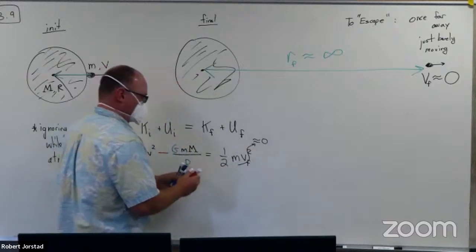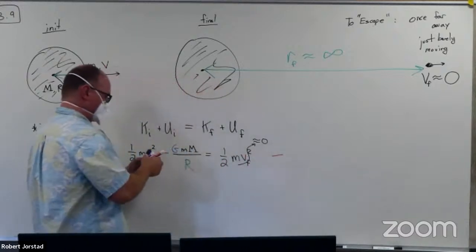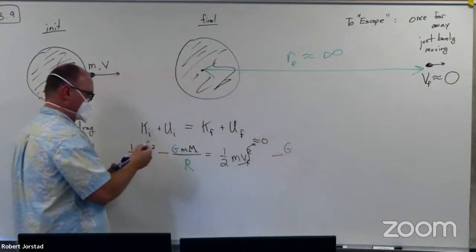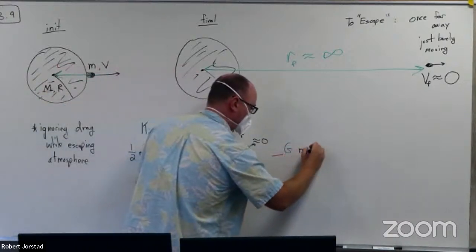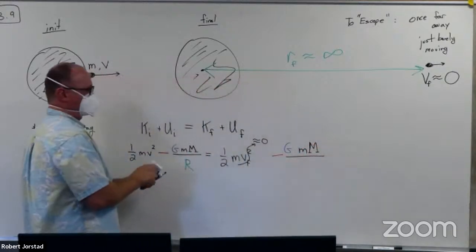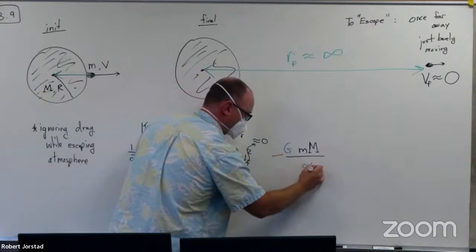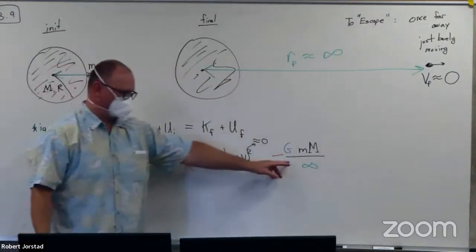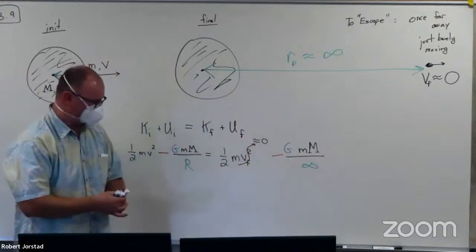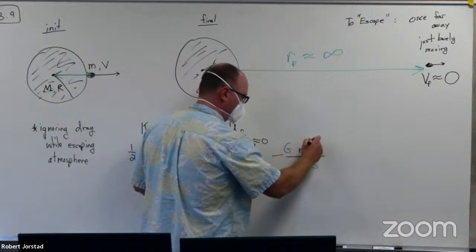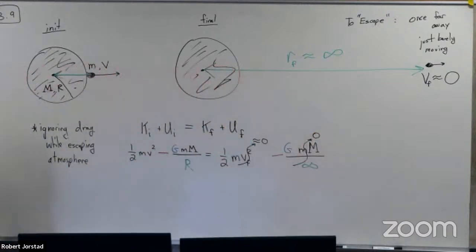Now we got this minus G, big G, and I'm going to cheat and shove in the approximate radius. What is this term approximately equal to? Well, to 1 over infinity, approximately. What is it? 0. Yeah. Cool.